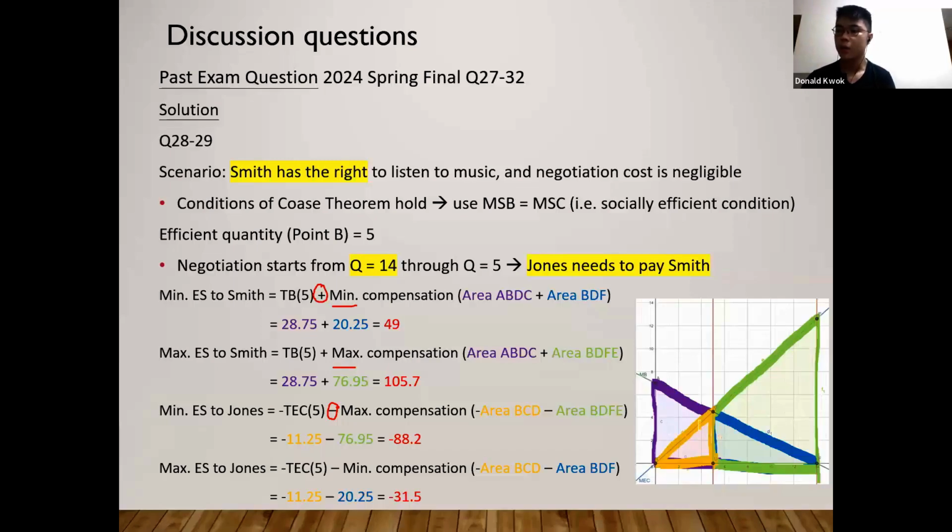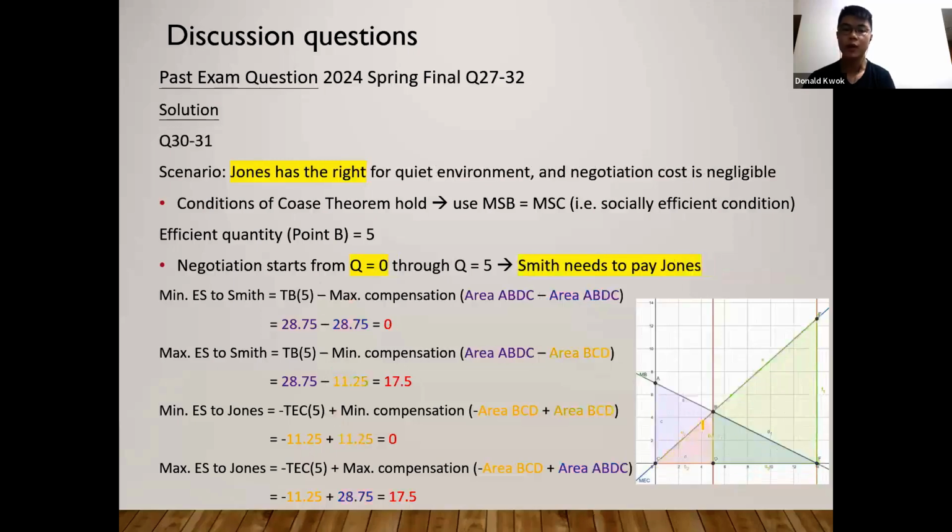And how about questions 30 and 31? Negotiation cost is still negligible, and Jones has the right to a quiet environment in this case. So again, we have both conditions of Coase's theorem. The efficient outcome of listening to 5 hours of loud music can be guaranteed using the socially efficient condition MSB equals MSC. But this time, negotiation will start from Q equals 0 to Q equals 5, and Smith is the one who pays Jones to receive the acknowledgement from Jones to listen to the loud music.